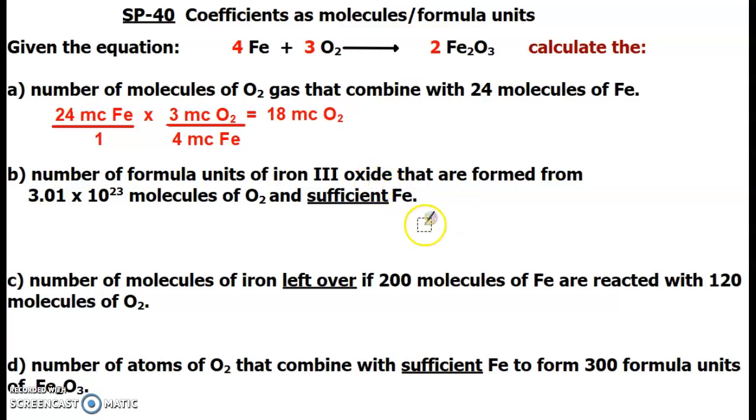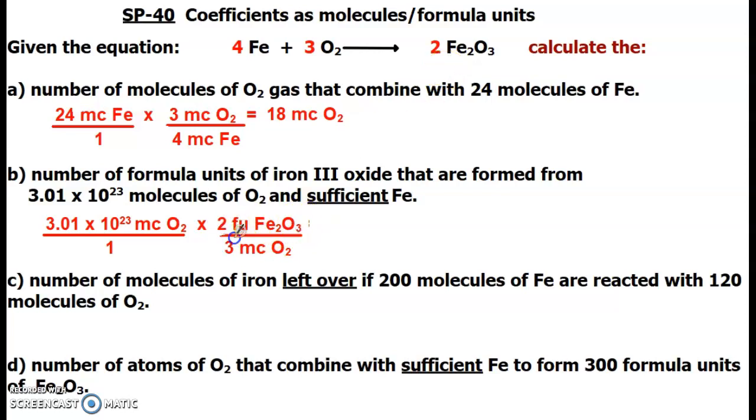So again, we're going to start with what we have, which is this many molecules of O2, and we're going to put it over 1. We are looking for iron 3 oxide, which is this compound right here. Again, if oxygen's on top, that means oxygen has to go on the bottom. We're going to use the 3 O2 because that's what my balanced equation says. So we'll put 3 molecules of O2 on bottom. And according to my balanced equation, that will give me 2 of the iron 3 oxide, and that's going to go on top. The molecules of O2 will cross off because you have one on top, one on bottom.